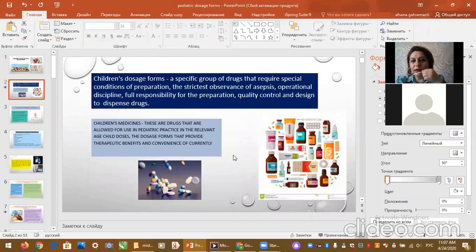Children's dosage form is a specific group of drugs that require special conditions of preparation, the strictest observance of asepsis, operational discipline, full responsibility for the preparation, quality control, and design to dispense drugs. Children's medicines are drugs that are allowed for use in pediatric practice in the relevant age-appropriate child doses. The dosage forms provide therapeutic benefits and convenience of use.